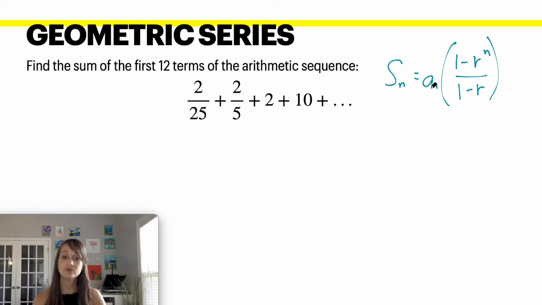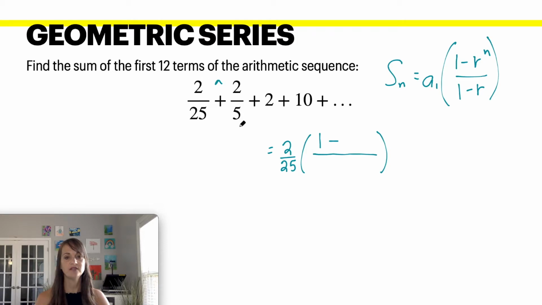So first thing we need to do is find our first term. Well, they gave it to us, which is great. It is 2 over 25. Now, on the inside, we need to figure out r. Well, we need to figure out what multiplies to get from 2 over 25 to 2/5. I don't know. It depends.